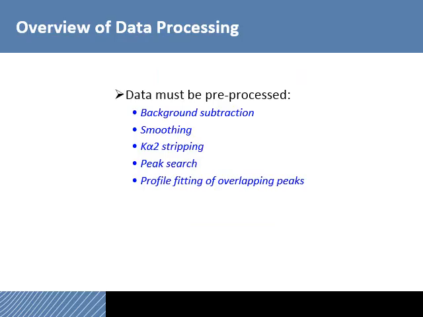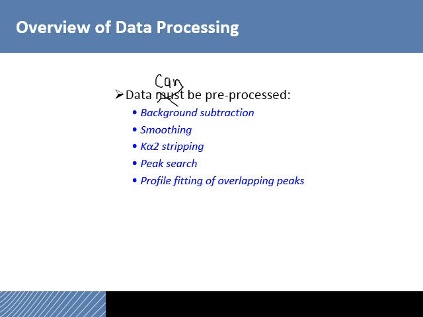Some common data processing. Yeah, I don't really like the slide. It probably shouldn't say data must be pre-processed. Data can be pre-processed. Types of pre-processing include background subtraction, pattern smoothing, K-alpha 2 stripping, and then we can do some peak searching, and then you can do some profile fitting of overlapping peaks.